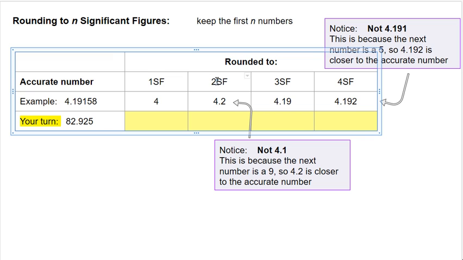When there's two significant figures, we keep two numbers. So we're going to say that 4.19158 is about 4.2. And this is fun here because it's not 4.1. You'll notice it's 4.19, which is really close to 4.2. So 4.2 is our best estimate with two significant figures. Okay, let's try and apply that.